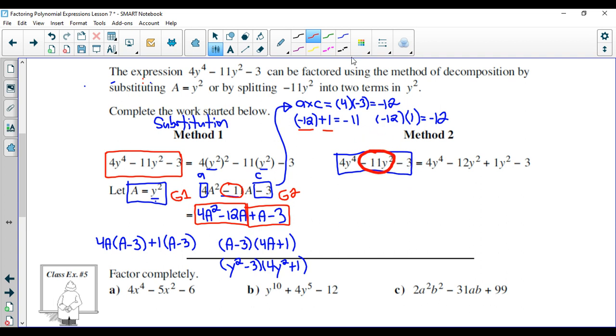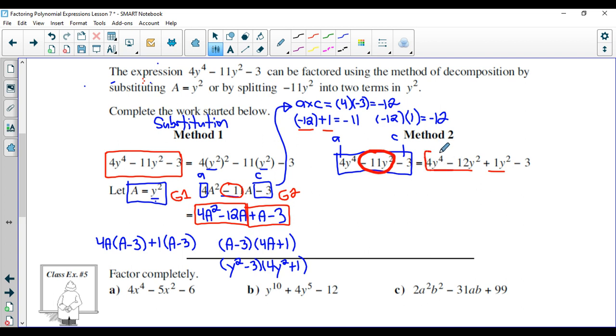So jumping to do decomposition would be, without doing any substitution, look at the value of a, look at the value of c, and we go a times c, which is negative 12. And then I want two numbers that are going to add to give me negative 11 and then multiply to give me negative 12. So that's actually negative 12 and positive 1. So what they did here is, without doing the substitution, they actually just broke the middle term, negative 11y squared, into negative 12y squared and positive 1y squared.